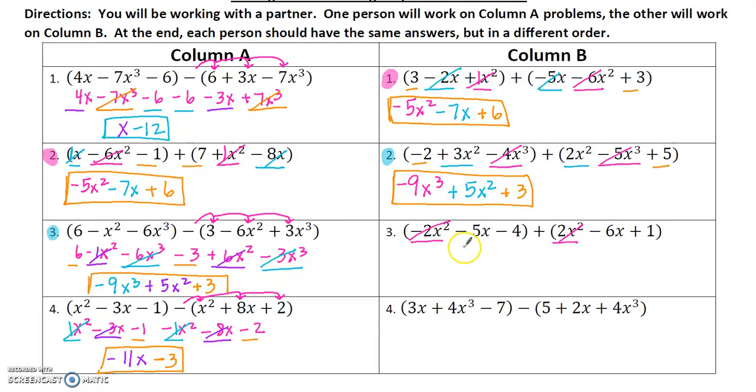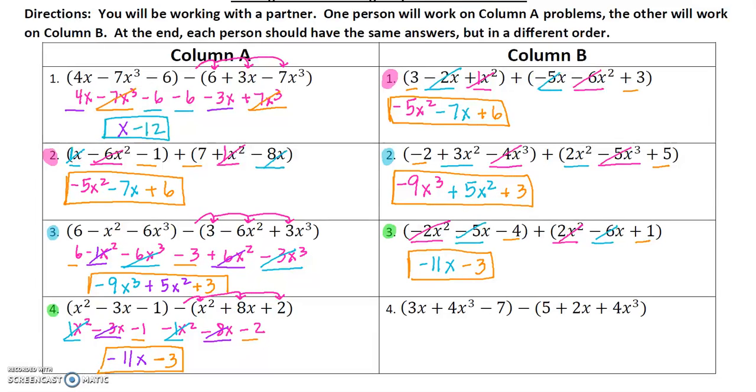All right, let's try the next one. I have a negative 5x and a negative 6x. So negative 5 minus 6 will be negative 11x. And numbers, I have a negative 4 and a positive 1, which will give me a negative 3. So it looks like a negative 11x minus 3 is the same thing as number 4 down here.